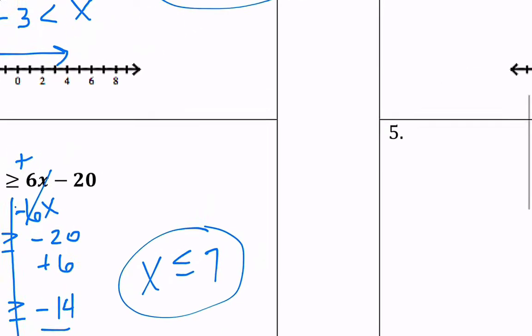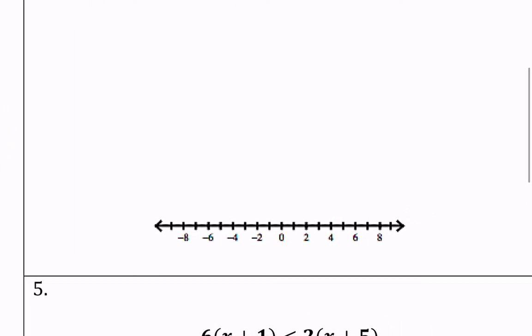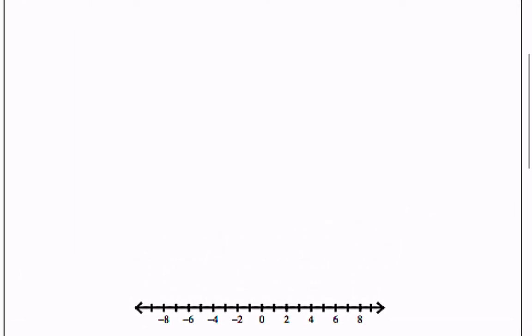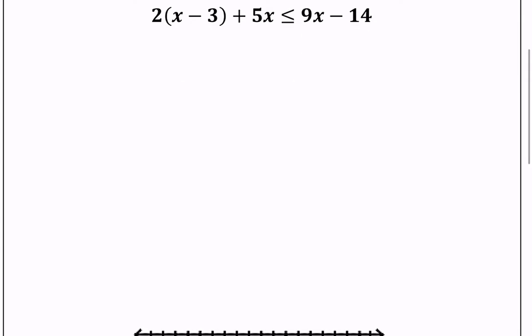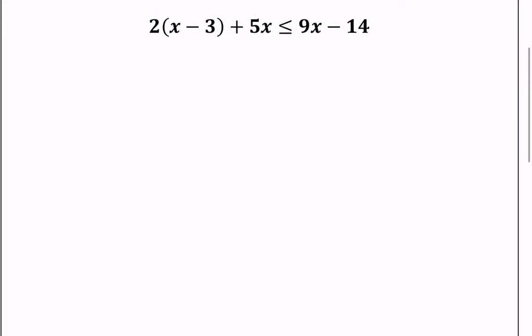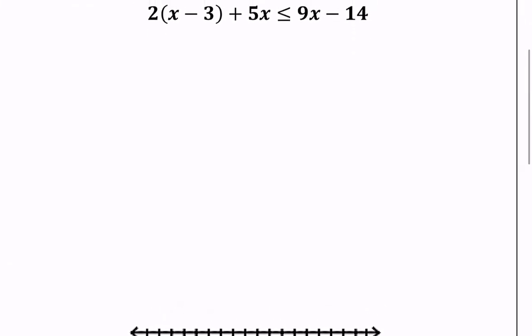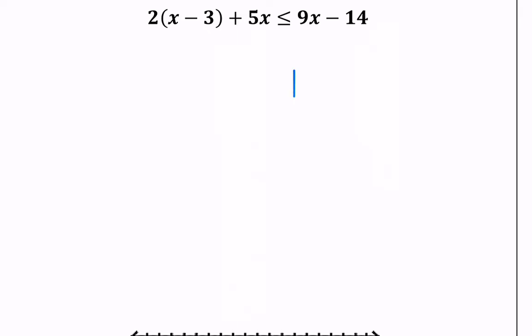All right, let's keep it rocking. Number 4. On number 4, I'm gonna draw my line first. Okay, and I see parentheses, which means we're going to distribute that 2.